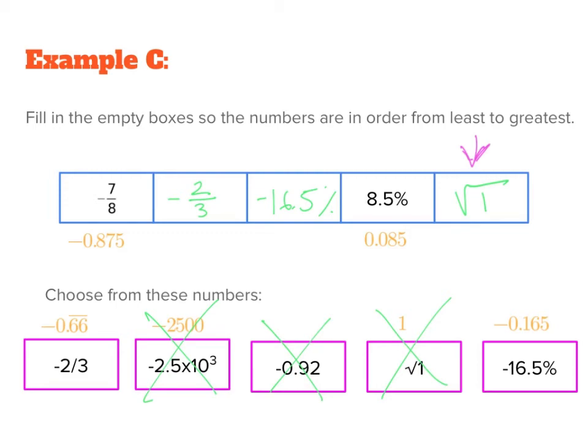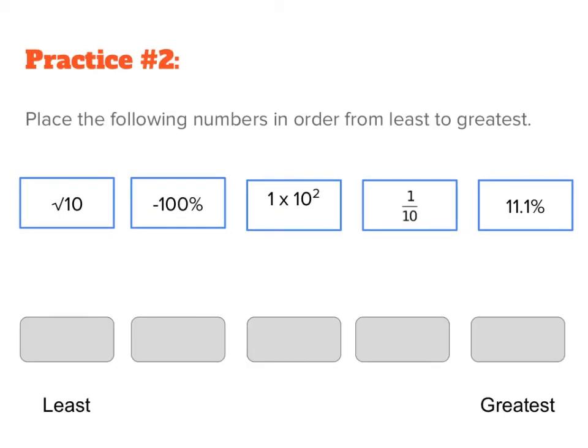Let's go ahead and take a look at practice number 2. Here we are at practice number 2. It says place the following numbers in order from least to greatest. Be careful here. All the numbers have a lot of ones and zeros in them, so you have to be very careful when ordering them. I want you to go ahead and pause the video now. Try this one on your own. Press play again to see if you are right.